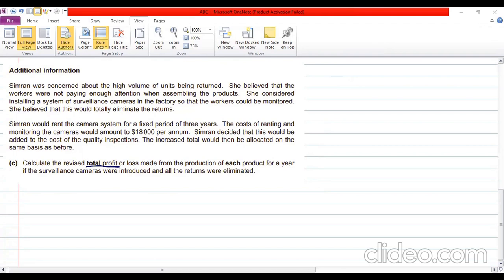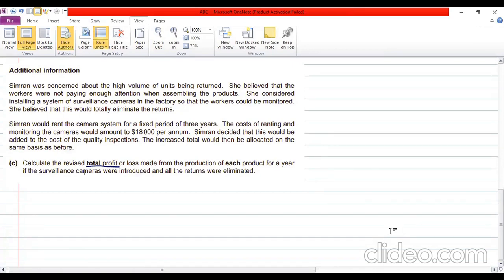Revised profit, 5 marks. They are only 5 marks, so not a big deal. We need to compute the profit, but it's the revised one, and for that, the examiner wrote a paragraph. Just read the paragraph, please. What does it say? Simran is concerned about the returns. Okay, she better have to be.